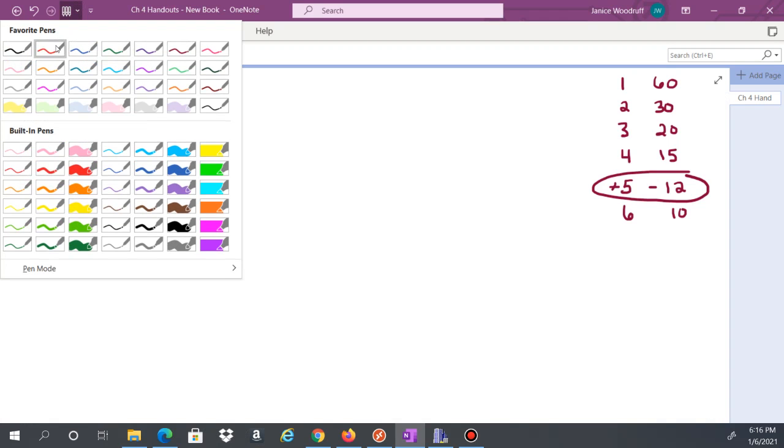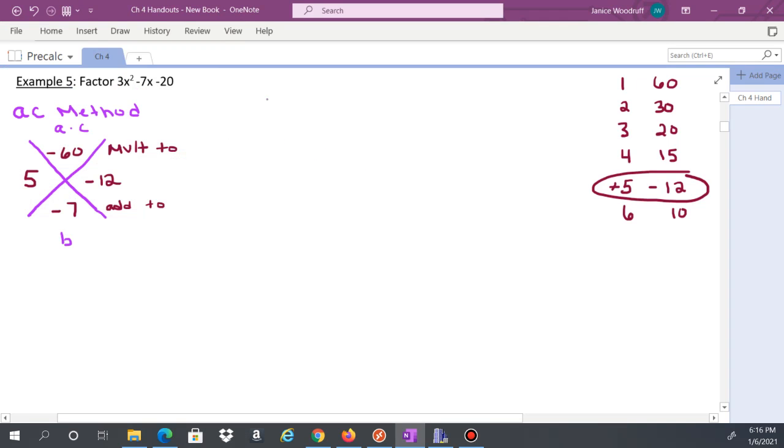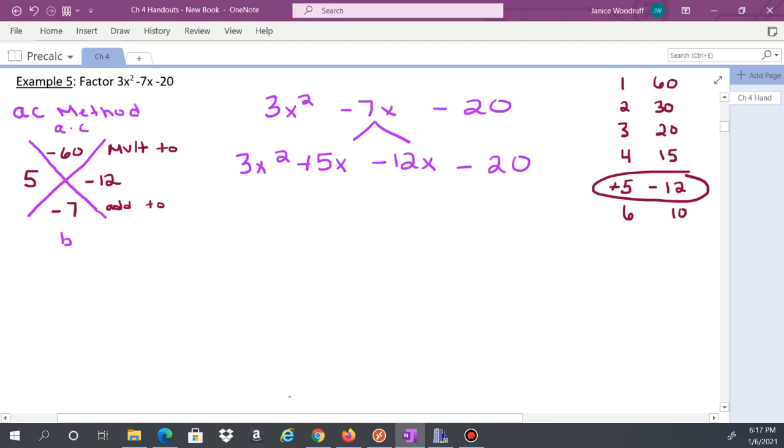Okay. And then here's what I'm going to do with them. So I'm going to go back here to my problem, which is 3x squared minus 7x minus 20. These are going to split that middle term. Okay, so that middle term becomes a positive 5x minus 12x. So it's almost like I FOILed it. I'm just going backwards. Okay, that was the step before I added those two like terms together. Then I'm going to pull down that 3x squared and that minus 20. And then I'm going to factor by grouping.